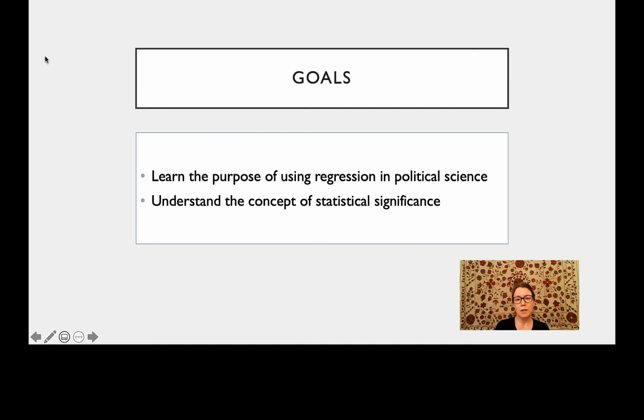In this video, I'm going to introduce you to some basic concepts that can help you understand how to interpret regression in political science. If you're interested in understanding how to read the tables themselves, you should check out the next video on reading regression tables. This video has two purposes. First, to help you understand why we use regression in political science, and second, to help you understand the two important things we use from a regression table: the sign of the results and their statistical significance.